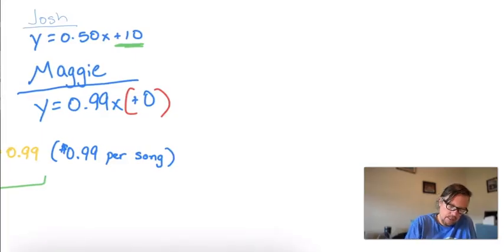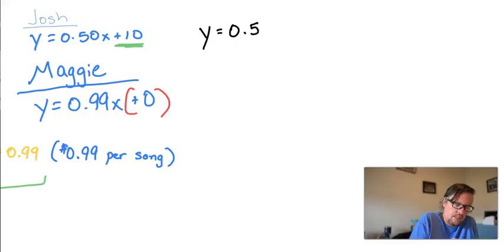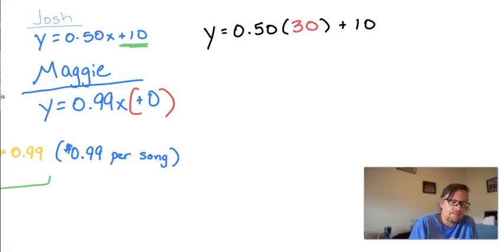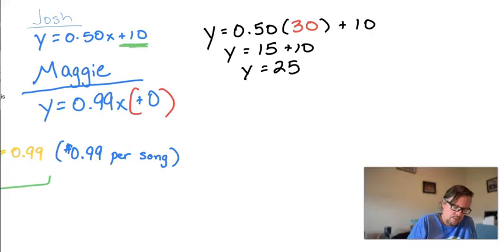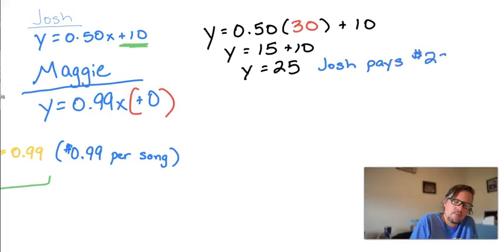And the way we're going to figure that out is replacing the x with 30. So let's take Josh's equation, and we're going to plug in 30 for x. So 0.5 times 30 is 15. 0.5 is a half, so half of 30, 15. So 25. So what this means is Josh pays $25 for 30 songs.